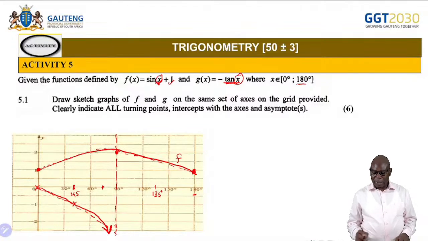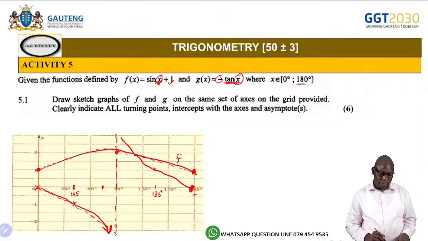Again, I'm going to say tan of 135. It's going to be negative 1, negative times negative gives me a positive, so at 135 it will be 1. Tan of 180 is going to be 0. So I'm going to come here, meaning that my graph is starting this way, coming to that.